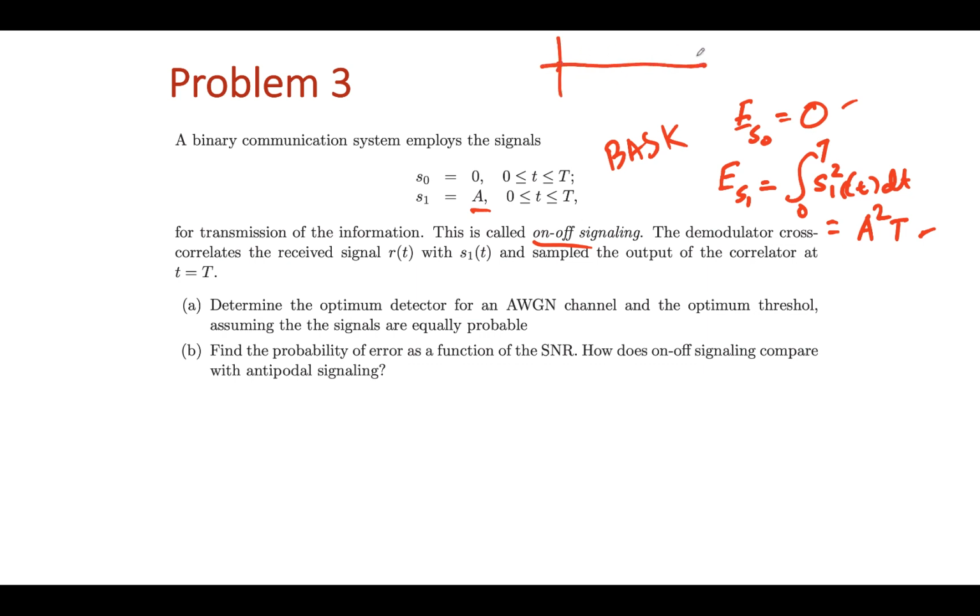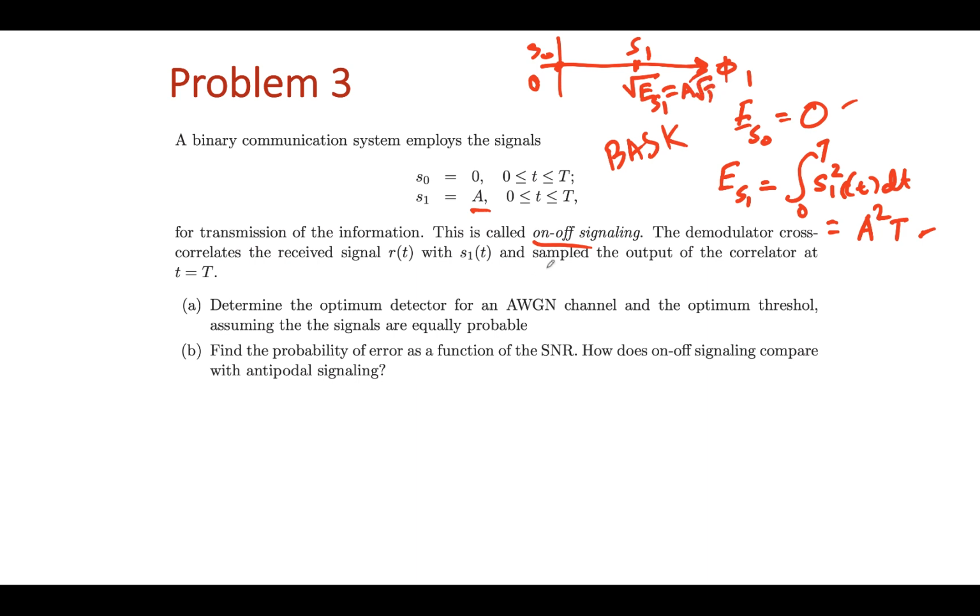So this can be represented by a single direction phi 1, where you have 0, and here you have square root of S1. So S0 is 0 and S1 is here. So this is your S0 and this is your S1, and this amplitude is given by the square root of energy of S1, and that is nothing but root a square T.